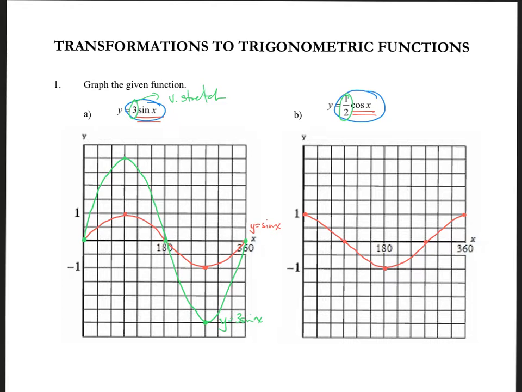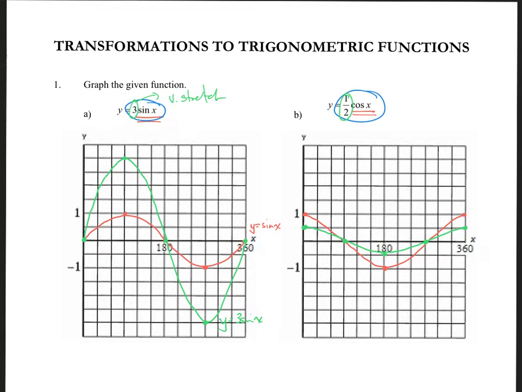So this maximum that was at 1 is now transformed to 1/2. 0 doesn't move. -1 gets stretched to -1/2. 0 doesn't move. And same thing for the final max. And so your graph then becomes this flatter curve. And so what we should end up getting out of both of those situations is we've learned how to vertically stretch a trig curve.